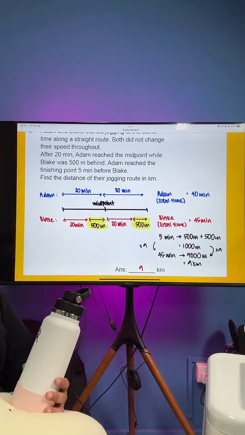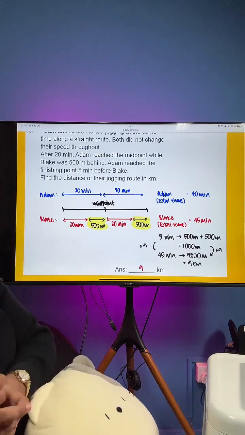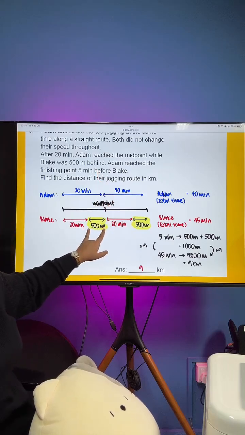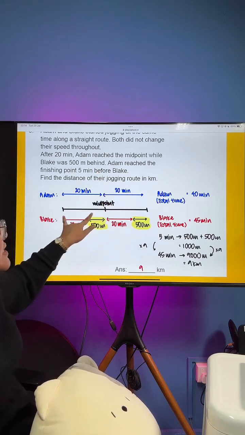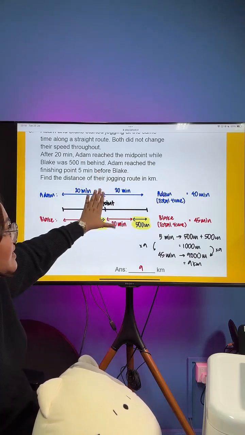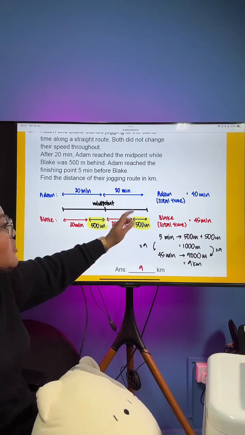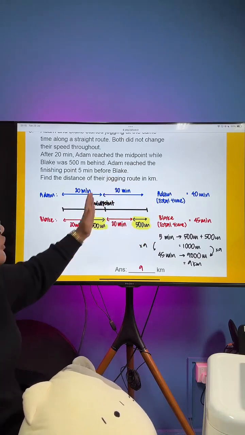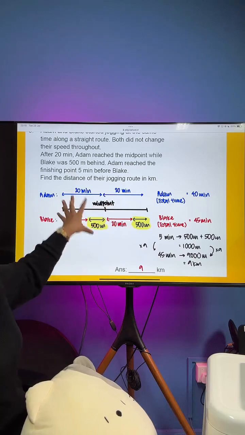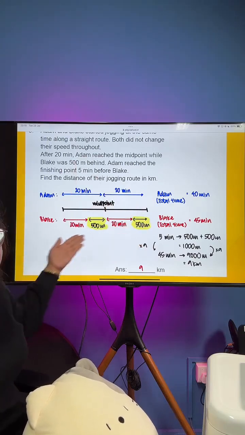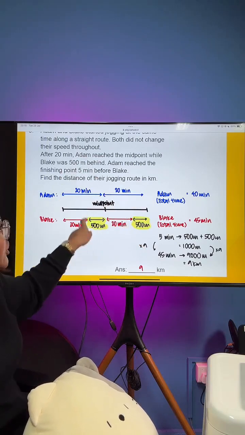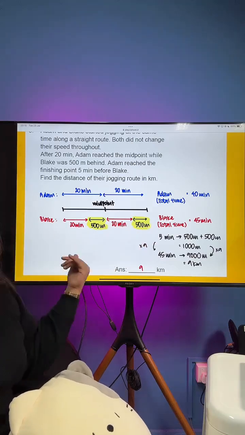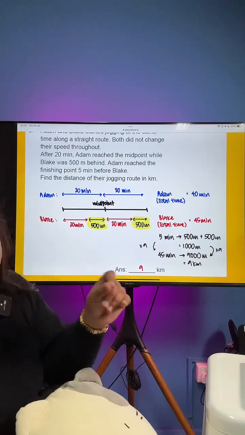Okay, why 500 and 500? I repeat one more time. The reason why 500 and 500 is because once Adam reached the midpoint, Blake is 500 meters behind him. So we repeat again because midpoint means half. So the other half is also another 20 minutes for Adam, and for Blake, it will be 20 minutes with additional 500, because once he reached the midpoint, Blake is 500 meters behind. So for the other half, it will be the same. Basically just copy paste, because first half and second half is the same. So from here, the additional time that he needs as compared to Adam is to cover the 500 and the other 500 for the first half and the second half. That is why 500 plus 500.